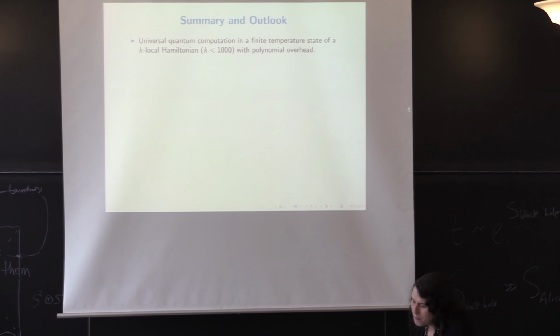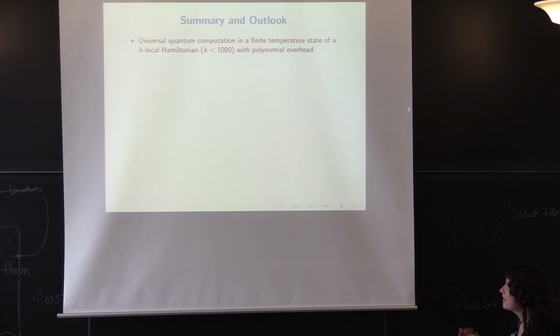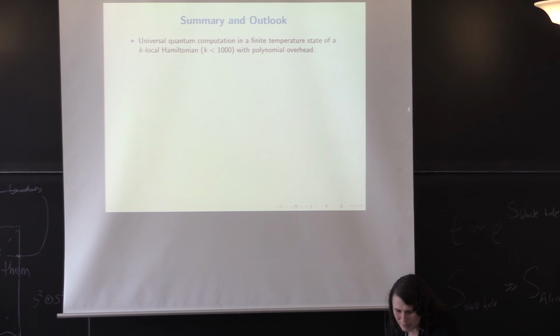Okay, so the point is we've described universal quantum computation in a finite temperature metastable state of a K-local Hamiltonian. The check operators are very high weight but still constant. And the overall overhead in terms of the number of additional qubits and so on, you have to include, all scales polynomially in the size of your original quantum computation.